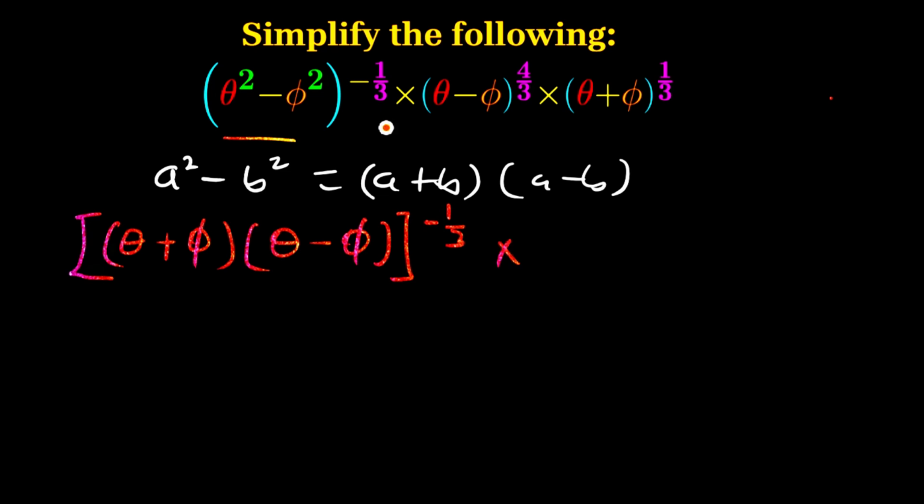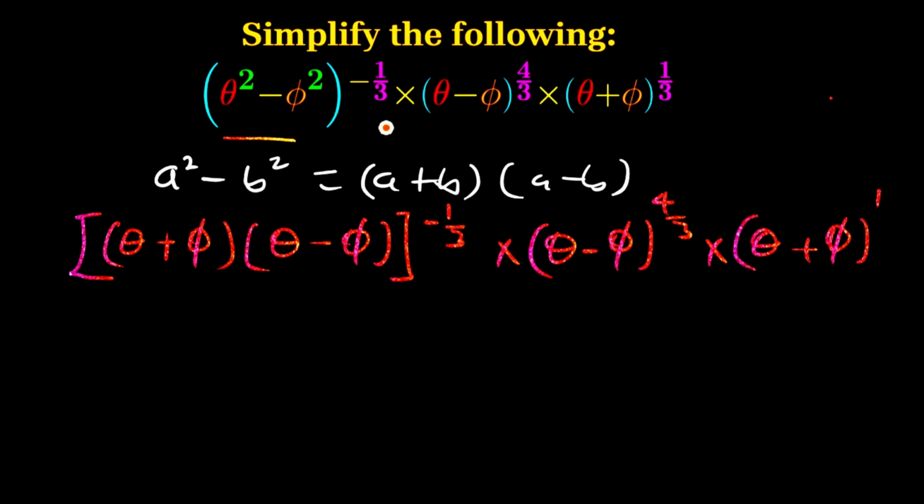Then times, this is just (θ − φ), and it is raised to power 4/3, times the other one, which is (θ + φ), raised to power 1/3. So you can open up this first bracket using laws of indices. You can share out this power between the two terms there.